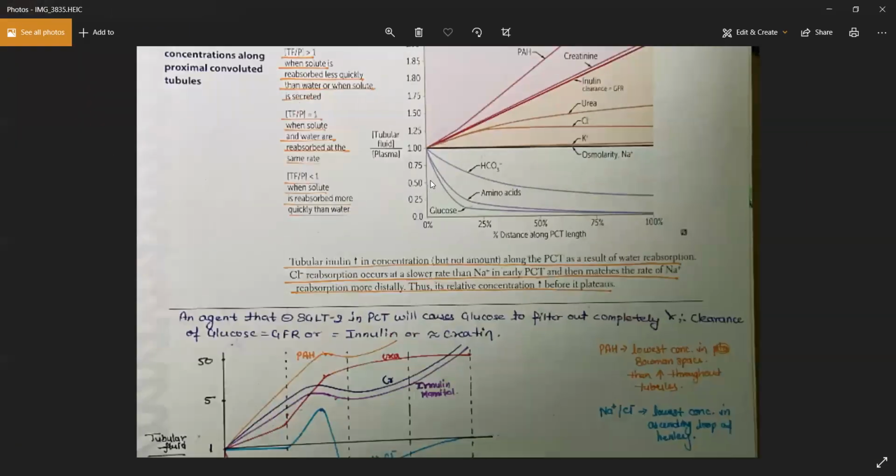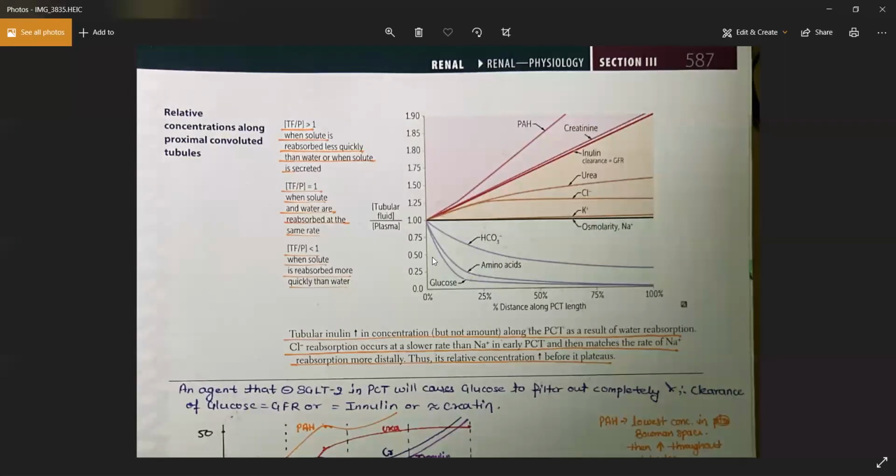We have discussed that already, right? On the previous page, I told you about the tubular fluid concentration divided by the plasma concentration. If it is 1, that means you have the same concentration in the tubular fluid as in plasma, right? Talking about the individual concentration, let's talk about the pH. Whenever it is freely filtered, the concentration in the tubular fluid will be exactly similar to that of plasma, and as a result, you will get a ratio of 1.